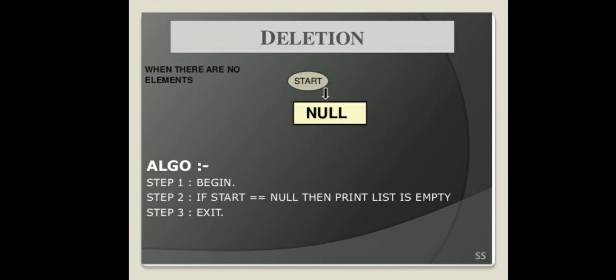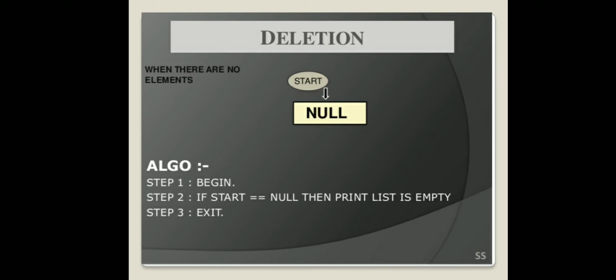So before, we have seen how to insert a node at the beginning, at the last, and at a given position. Now we'll see how to delete a node in a linked list. If the linked list is empty, it is impossible to delete a node. Suppose there is a linked list here, then we can delete a node.